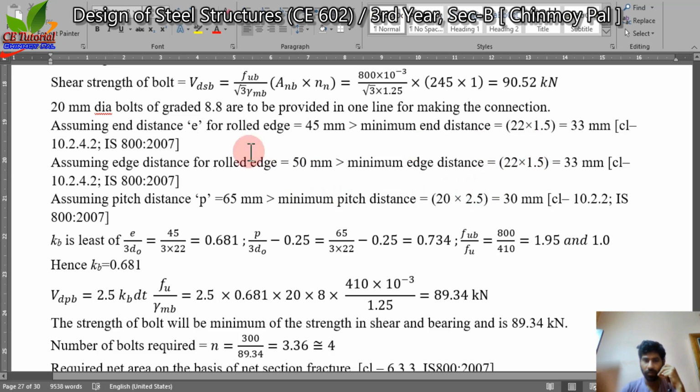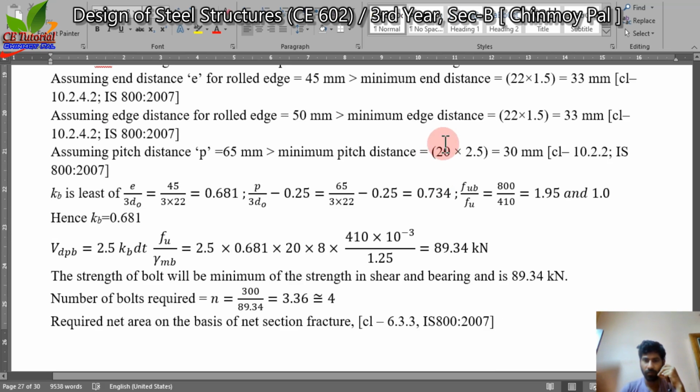Please keep in mind, when we are calculating end distance and edge distance, we multiply the constant with the dia of bolt hole. But when we are calculating the pitch distance, we are multiplying the constant with dia of bolt only, not dia of hole.